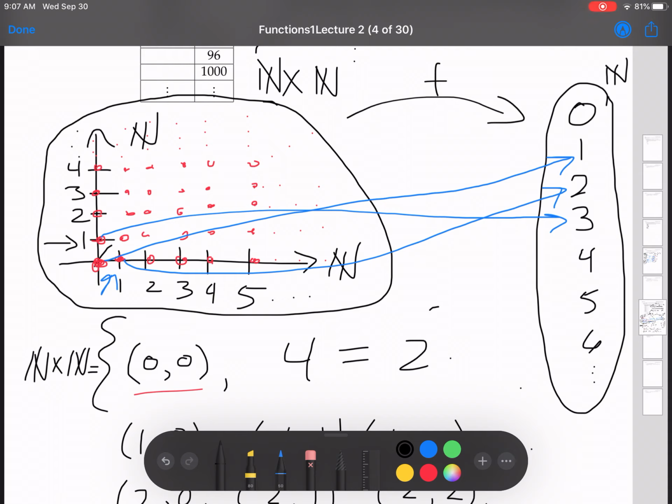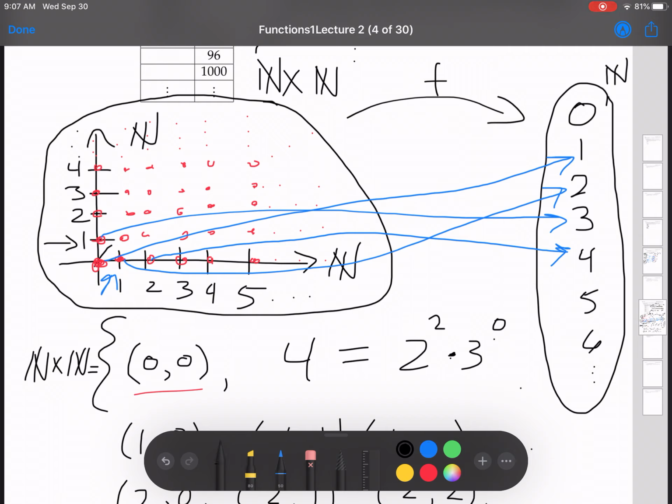4, so 2 to the something times 3 to the something. Does 4 equal 2 to the something times 3 to the something? Yes, it does, right? 4 equals 2 squared times 3 to the 0. So that means over 2, up 0 goes there. This point, where x is 2 and y is 0, goes to 2 squared times 3 to the 0, which gives you 4. Now what about 5?